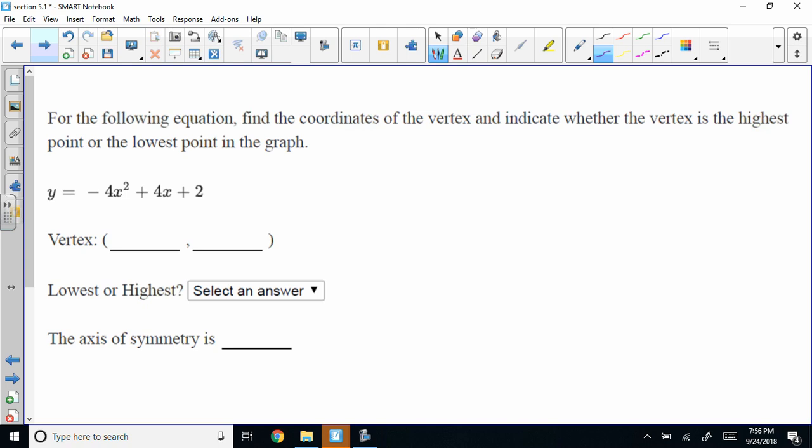All right, so they want you to find the coordinates of the vertex and indicate whether it's the highest point or the lowest point of the graph, and then the axis of symmetry. So what we're going to do is stop. We're going to give you about a minute head start, and then I'll start and we'll compare, okay?